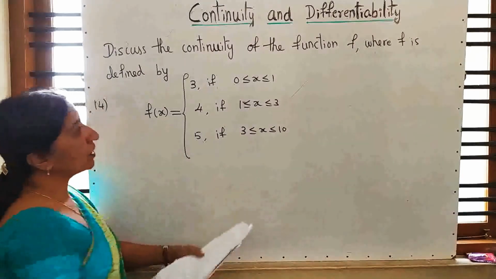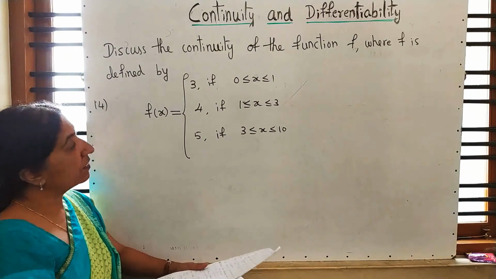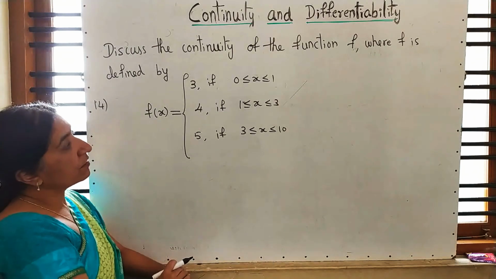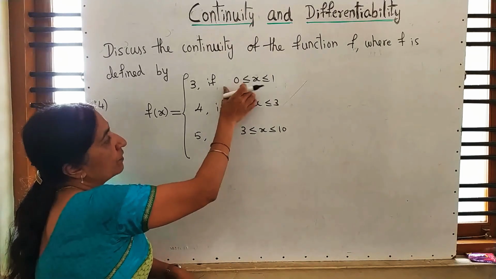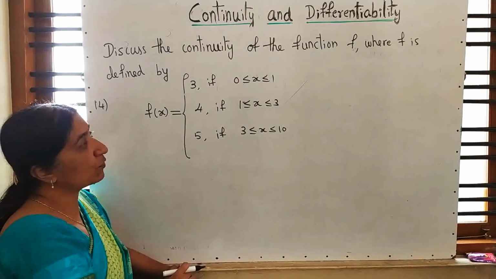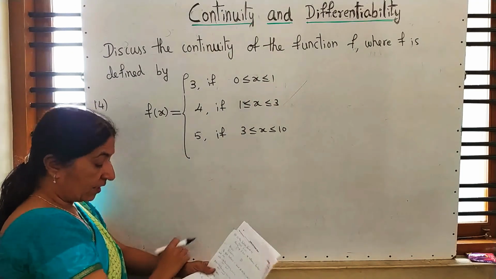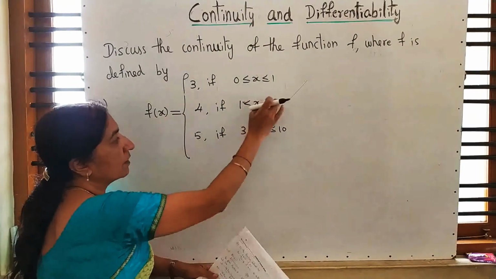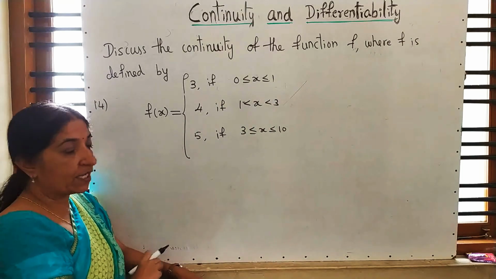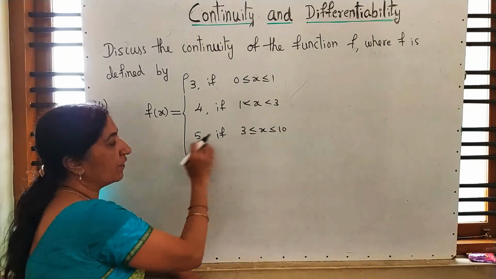And students, don't take tension by seeing the problem. The problem is big, but the solution is very simple. See, the total function is defined in the closed interval 0 to 10. That means you can check for 0. 0 means only one expression. At 1 you can go for left hand limit and right hand limit, because here less than is also defined, greater than is also defined. And at 3, again it is defined in the form of inequality. There also you can calculate left hand limit and right hand limit. And 10 is defined only here.